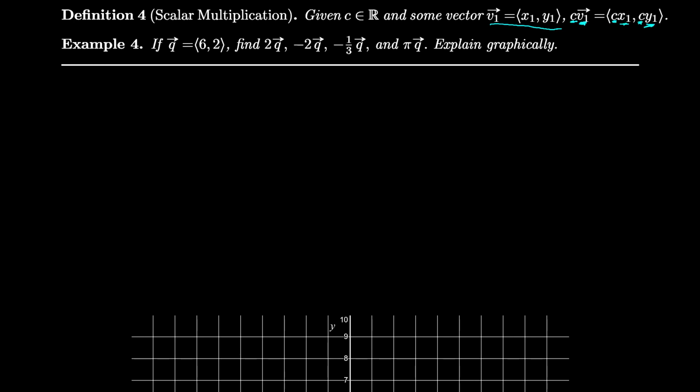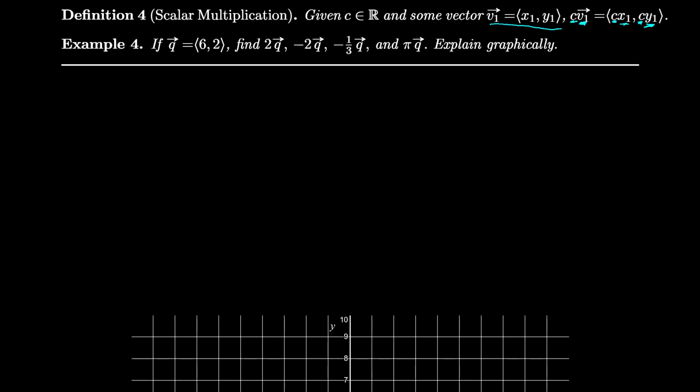So we have vector q being 6, 2. We want to find 2 vector q, -2 vector q, -1/3 vector q, and pi vector q. And we want to explain graphically. Now I'm not going to go over all of those graphically. I'll just go over the first 3. Pi q is going to be kind of difficult to do, but we can look at all of these really quickly and just do the math on them. None of those are difficult to think about. And I'm going to write them all down here.